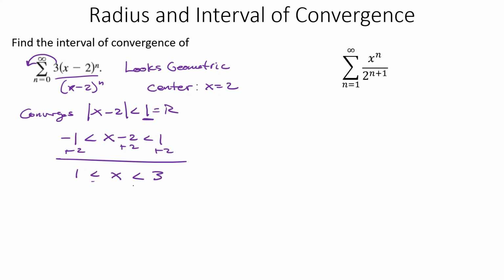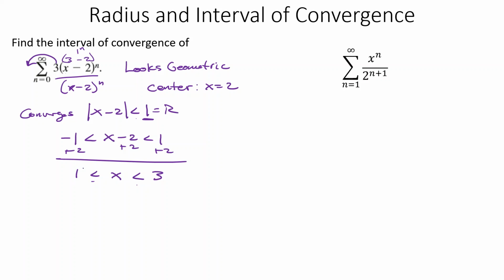All right, now we could check our endpoints, but for the geometric, we don't even have to, because for the geometric, the rule is strictly less than. If it equals 1, that's a problem. Like we know if we plug in 3 here, 3 minus 2 is 1. 1 to the n is just 1 every time. If we just keep summing up 1, that's going to diverge.